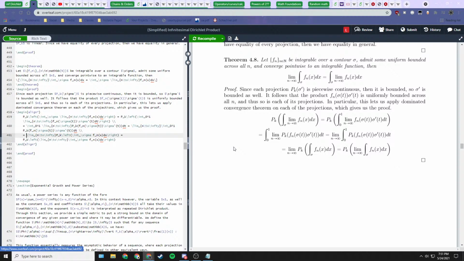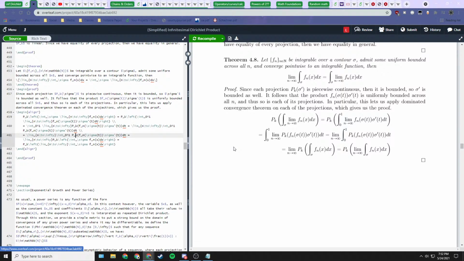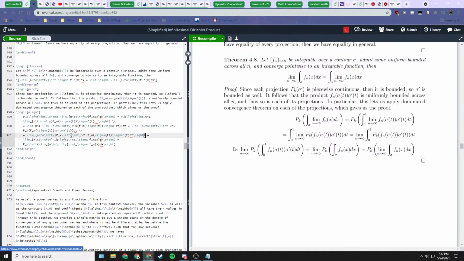So we have this limit. And we want to do this as limit and so on. So you want to pull out the projection first. And then pull out the projection. Actually, you can pull this projection all the way out of the limit.